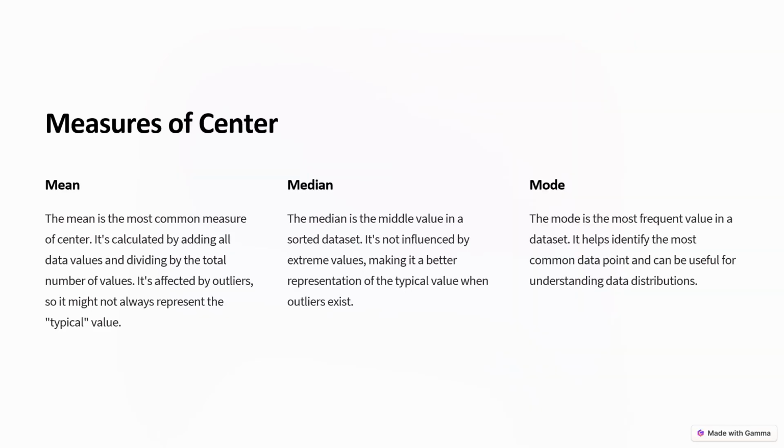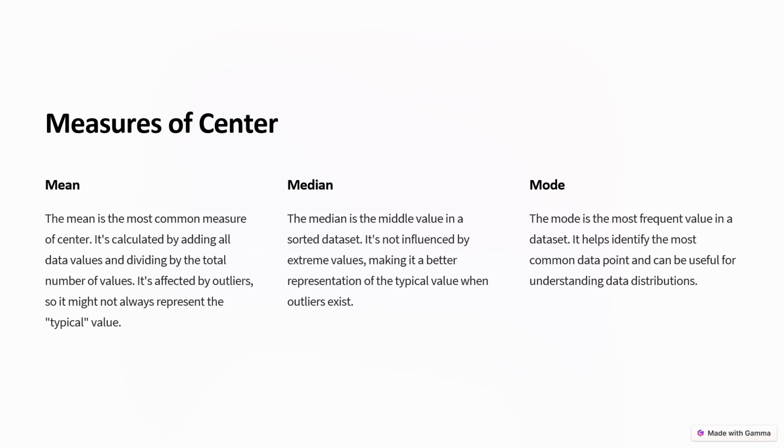Now, the measures of center, the first I'm going to talk about is the mean. What is the mean? The mean is the same thing as calculating the average of a data set. And the mean is affected by outliers, so it might not always represent the typical value. And how do we calculate the mean?